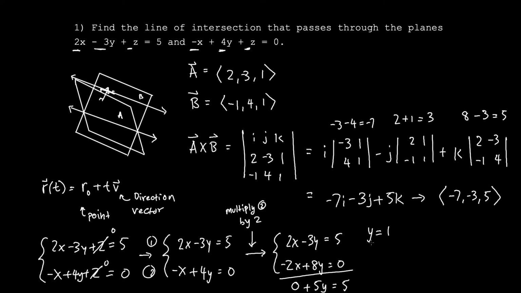Now let's find out what x is. To find out what x is, we plug y equals 1 into one of these equations. Let's just use the top one. So 2x minus 3, and now we know y is 1, so we can plug that in. So that equals 5. We have 2x minus 3 equals 5. 2x equals 5 plus 3 is 8, so x is equal to 4. Now as we know z is 0, because we set that equal to 0 at the beginning. So our point is 4, 1, 0.